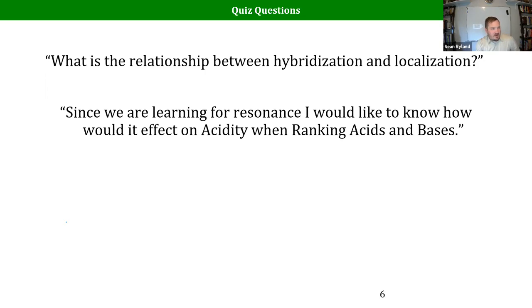And somebody asked about how resonance would affect acidity when it comes to ranking acids and bases, which is what we're going to talk about today. But the short answer is, since we just talked about protonating those nitrogens, if protonating something or losing a proton is going to make more resonance structures possible, then that's going to make that proton easier to pull off. So instead of talking about protonating, start talking about deprotonating.